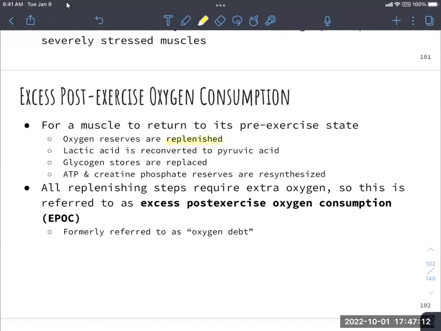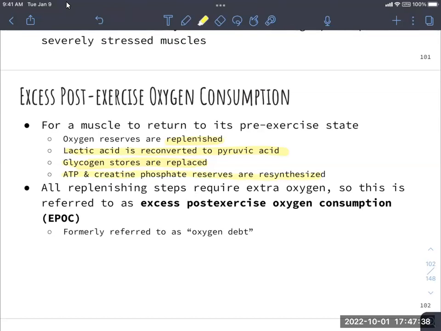We need that lactic acid to be converted back to pyruvic acid. We need our glycogen stores to be replaced. So we store our glycogen in our liver. We need to replenish those stores. We need to replenish that ATP and creatine phosphate reserves. We need to get that ready to go for the next time we do something.